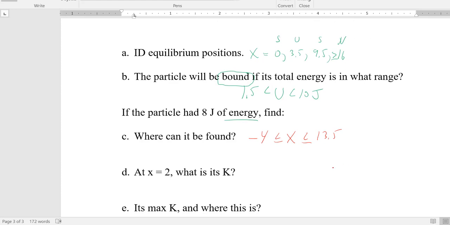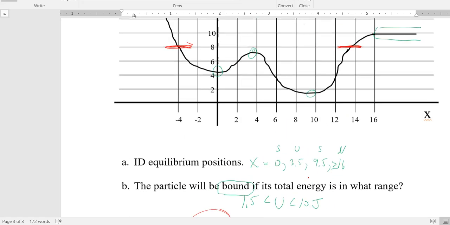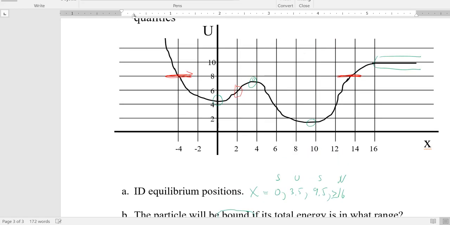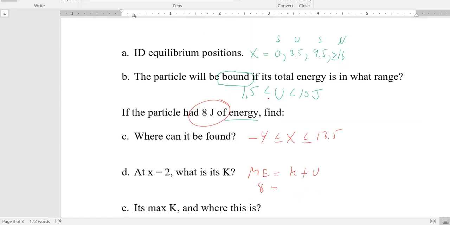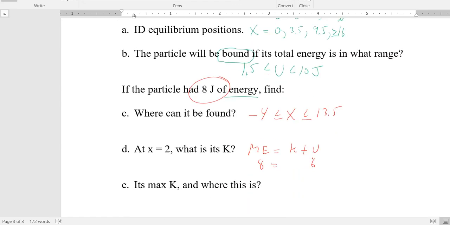At x equals 2, what is kinetic energy? Well, remember the total mechanical energy equals the kinetic energy plus the potential. Well, I've given you the total. It's 8. That's the 8 joules here. We can also, off the graph, tell how much potential energy it has. At x equals 2, which is right about there, it has roughly 6 joules of potential energy. So I know that this number here is 6. So what does the kinetic energy have to be? Well, it's got to be 2, okay? So it has to have 2 joules of kinetic energy there so that the total adds up to 8.